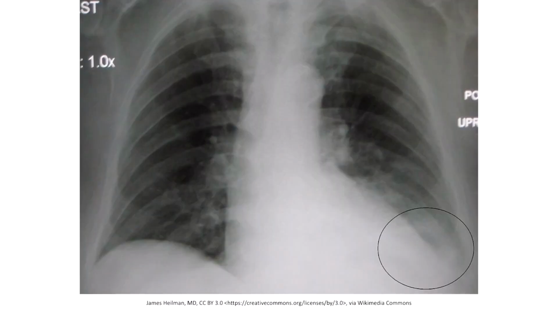Let's also take a look at this chest X-ray. We can see the obliteration of left costophrenic angle caused by parapneumonic effusion. On the other hand, we can see a normal costophrenic angle on the right side.